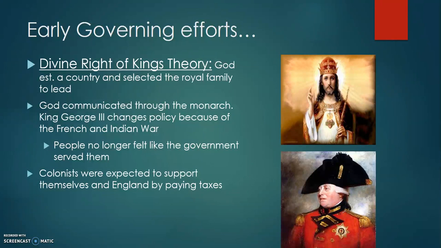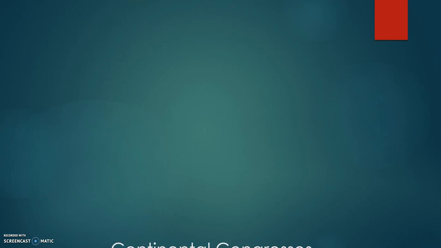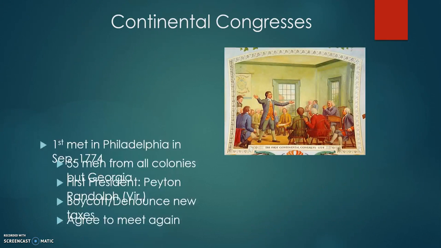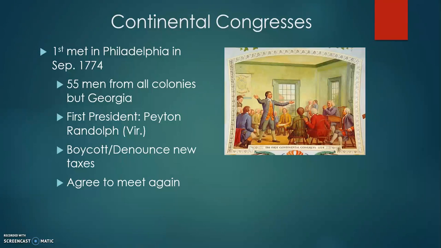Get into how the colonists were basically in charge of taking care of England and themselves, and why this kind of created a rift between the two countries. This leads to the Continental Congress and how the colonies were going to try and figure out this problem that they had with the English government.